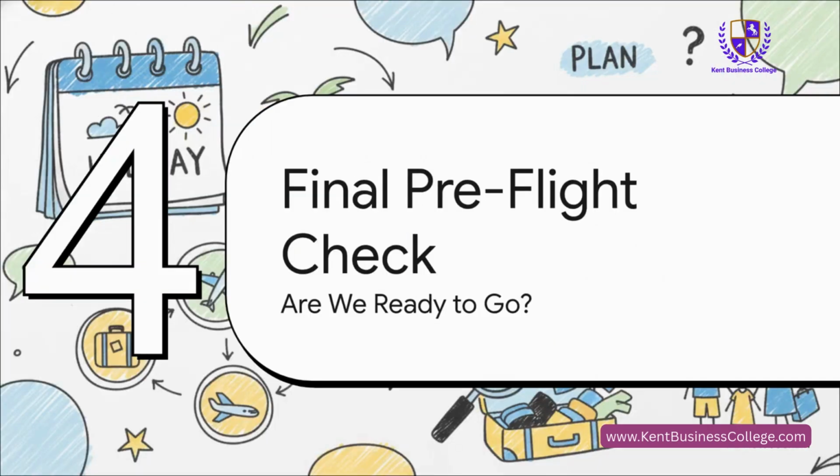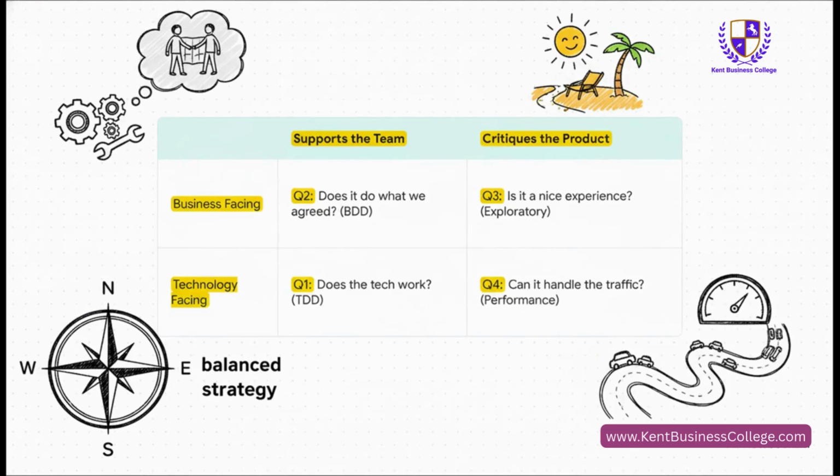Okay, we're on to the final section. Everything's booked, the plan is locked in. It's time for that one last check to make absolutely sure we haven't forgotten anything crucial before we head off to the airport. The crucial thing here is to have a balanced strategy, and that's where the Agile testing quadrants are super helpful. It's basically a map to make sure you're covering all your bases. Let's walk through it, shall we?